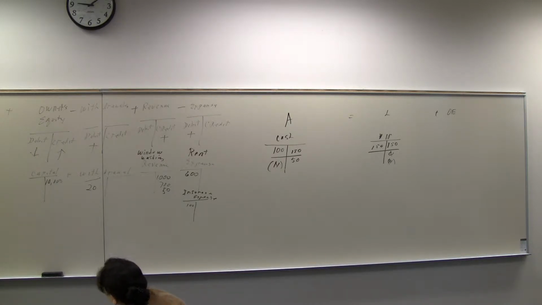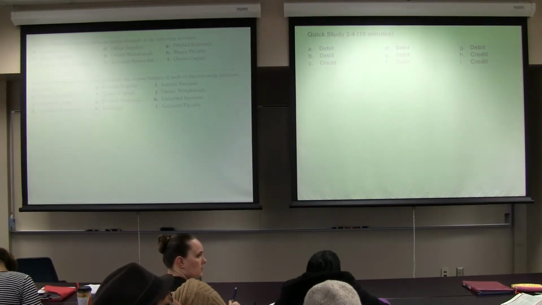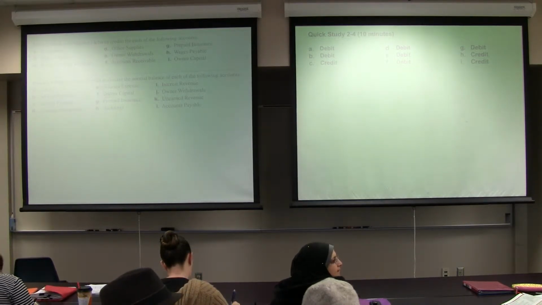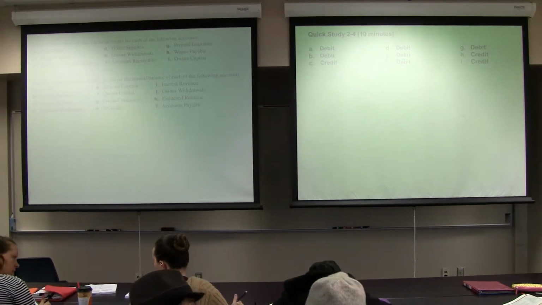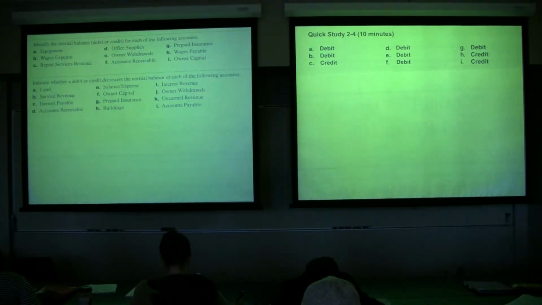Here's how it reads. It says, indicate whether a debit or credit decreases the normal balance of each of the following accounts. So does a debit or credit decrease the normal balance? I'll make the board easier to read. So in the first one, that wouldn't be an increase. Are you guys able to read okay with that? That's too dark. Good.